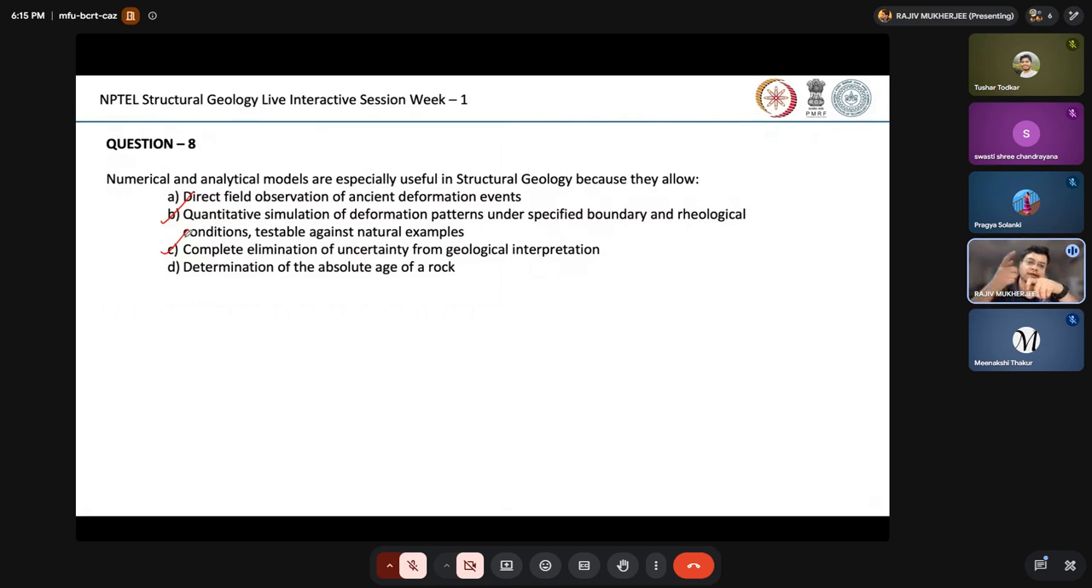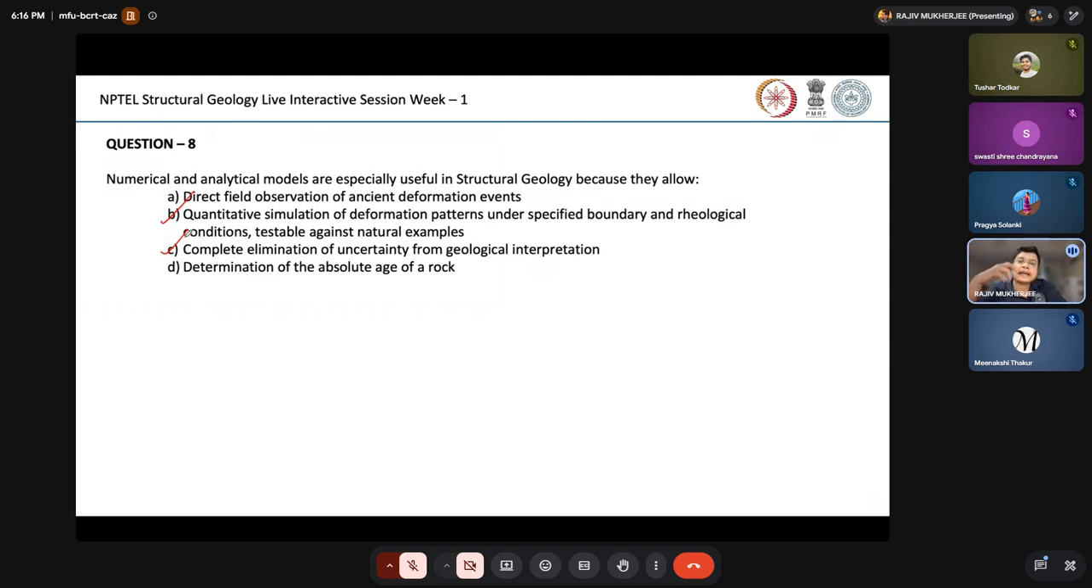So numerical models are especially useful because they eliminate certain uncertainty from geological interpretation alone, right? We geologists just have the tools to observe and logically connect one thing to another, and then we interpret the best possible explanation for the structures we're observing, because nature is too complex. You just can't explain nature using one single equation. It's much more complicated than that.